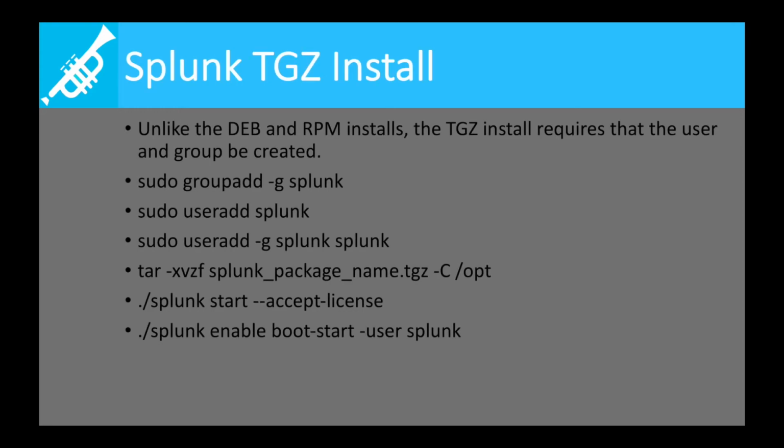Okay, so we've installed and uninstalled the RPM file. Now we're going to use the Splunk TGZ install. So unlike Debian and RPM installs, the TGZ requires that the user and the group be created. And those are the commands. So we do a groupadd and then a useradd. And then to extract the file, we use this command: tar xvzf, the Splunk package name, -C, and then /opt.